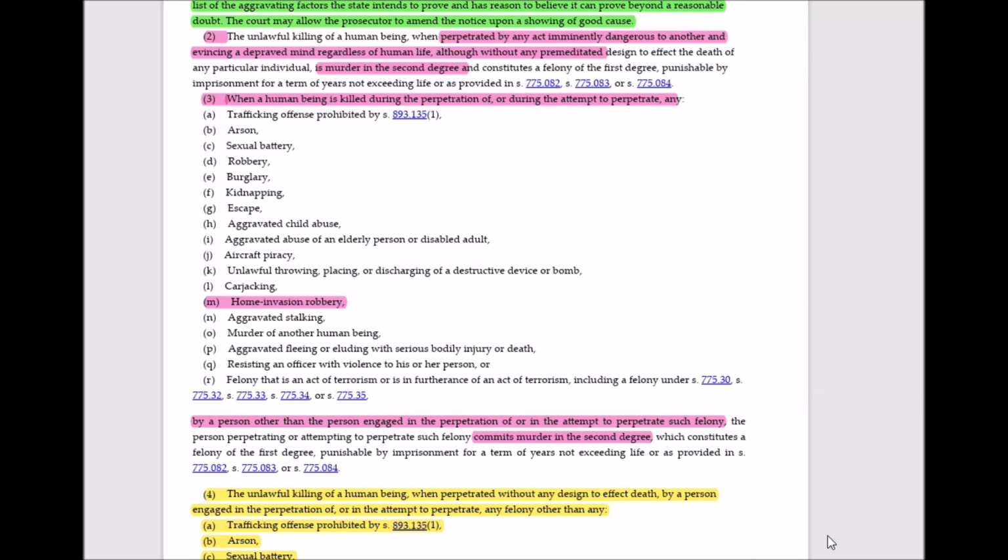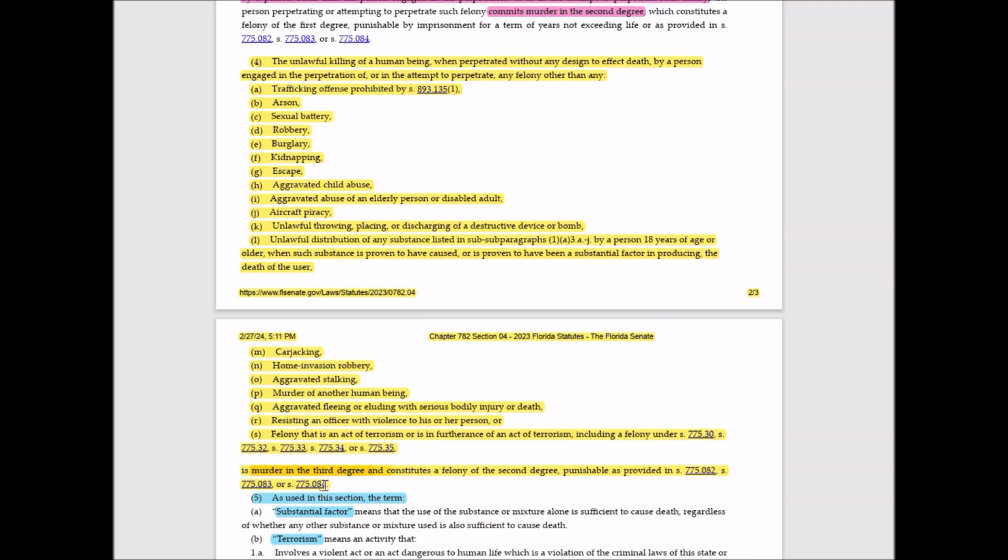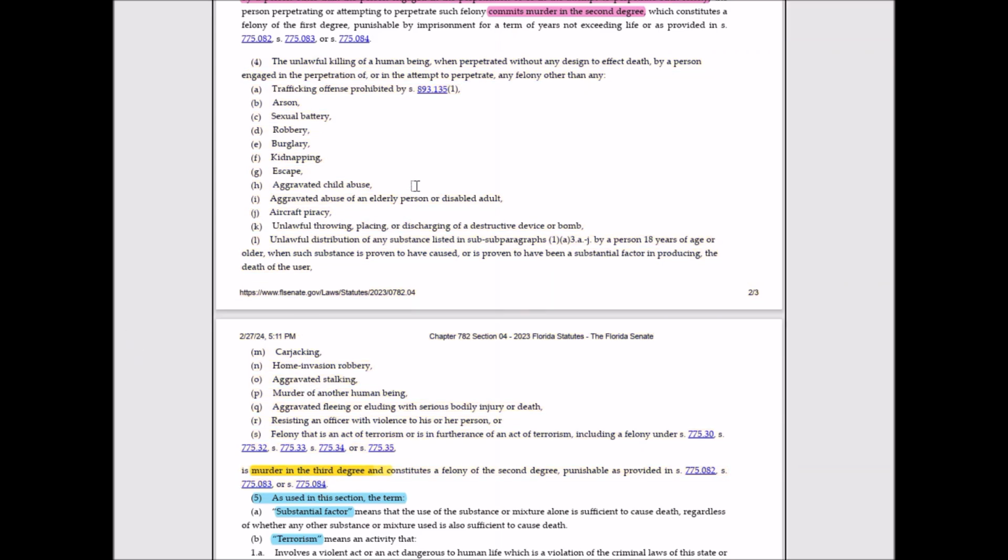Let's go take a look at murder 3 and see how that applies. Here's Florida's third-degree murder law that's on the books. It's highlighted in yellow. I'm going to erase everything. It looks similar to murder 2 and murder 1, but there's a bit of difference to it, and it's pretty simple to understand. It's the unlawful killing of a human being when perpetrated without a design to effect death. In other words, it's a charge that nobody planned to murder anybody.